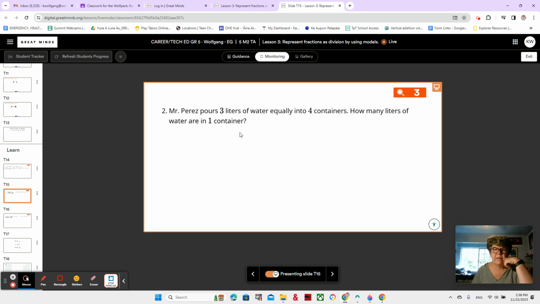Okay, so now we have less water than we have containers. In our last problem, we had more water than we had containers. So a little bit different. And we're going to start with what we can draw. Reading: read, draw, write. And we have to do it in that order. So let's read a little more carefully. Mr. Perez pours 3 liters of water equally into 4 containers. And then the question is the same as the last time. How many liters of water are in one container?